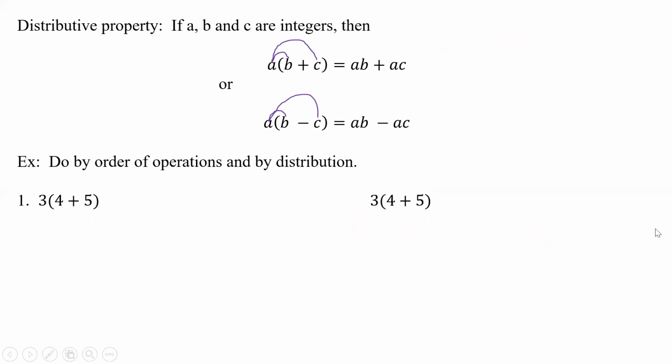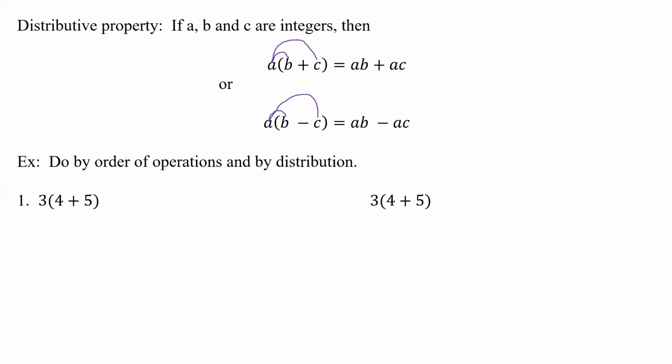Now, the distributive property, if a, b, and c are integers, then we can take a times b plus c. And remember, we rainbowed that before. And then we got ab and then plus ac. And if we have a subtraction, it's just ab minus ac. And again, just rainbowing it through all of them.